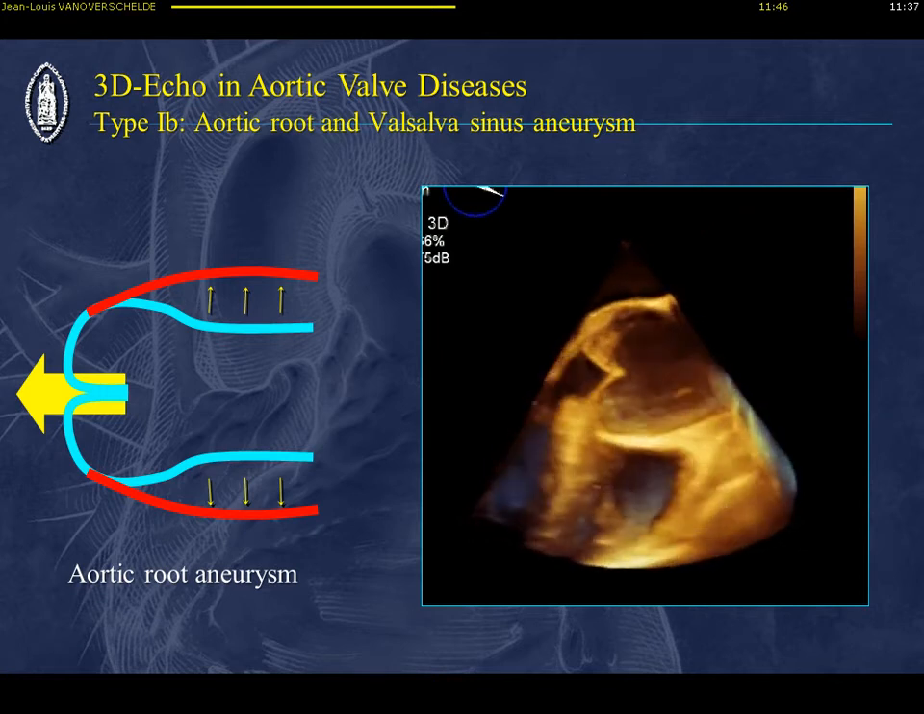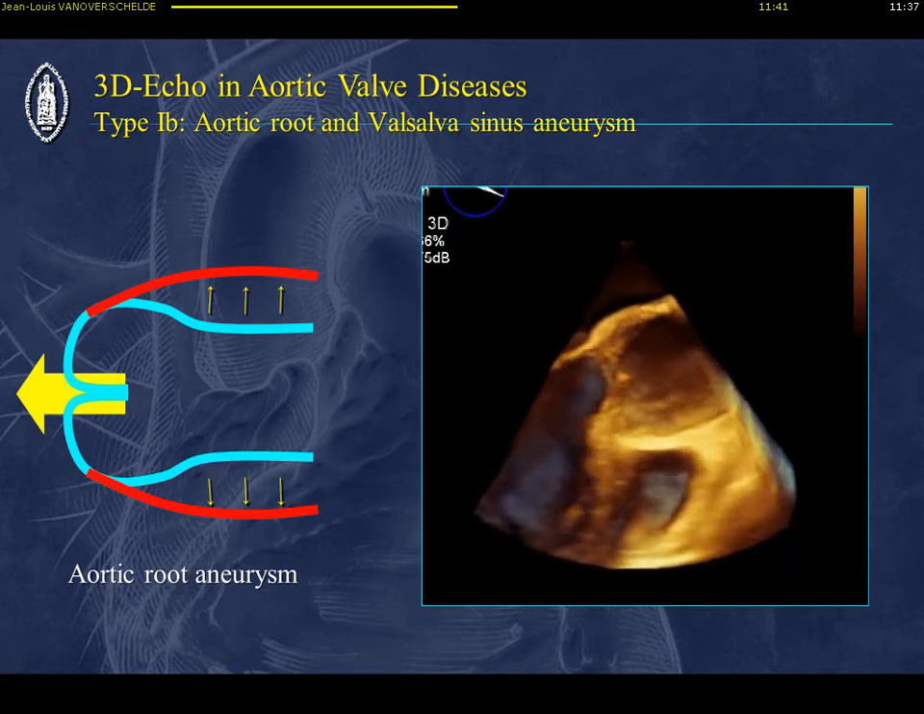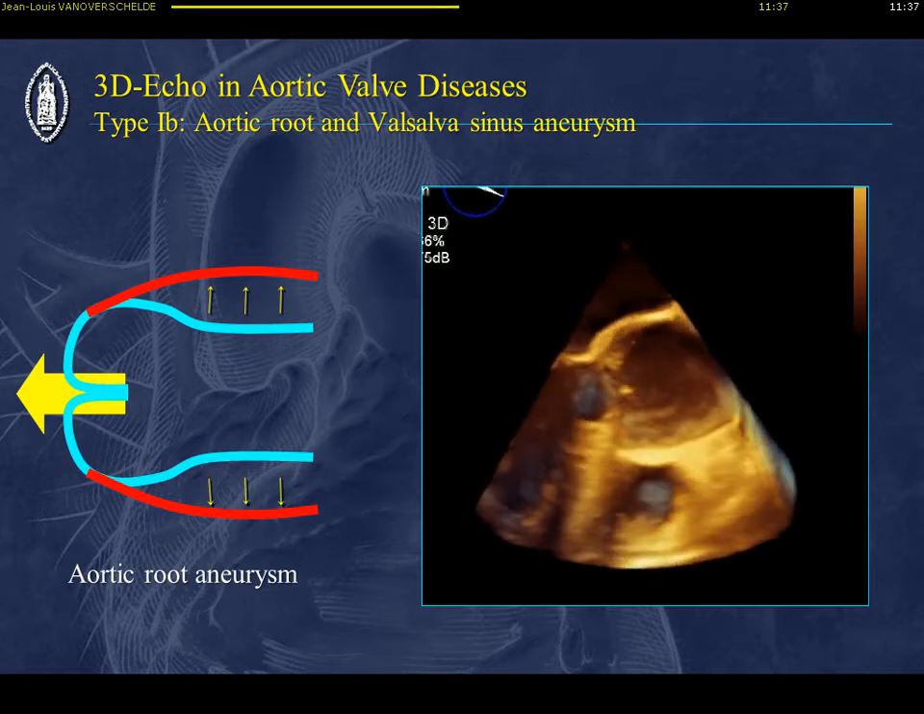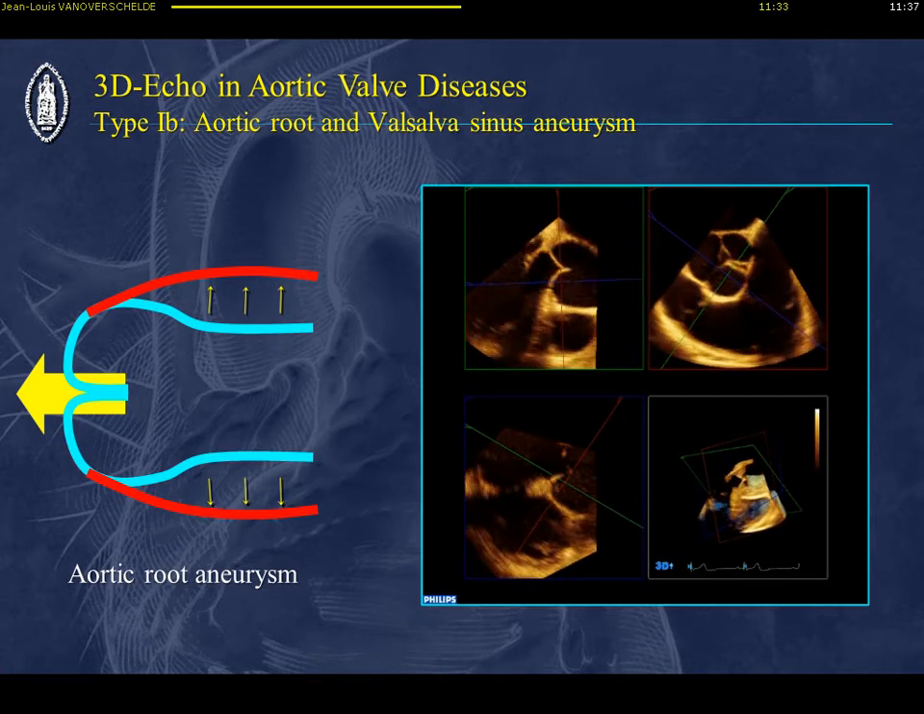You really need to go into the capabilities of the 3D software to make 2D reconstructions so that you can make all the measurements you need in all the directions that are possible, and this is possible with 3D echo. This is just an example of how you can do it.